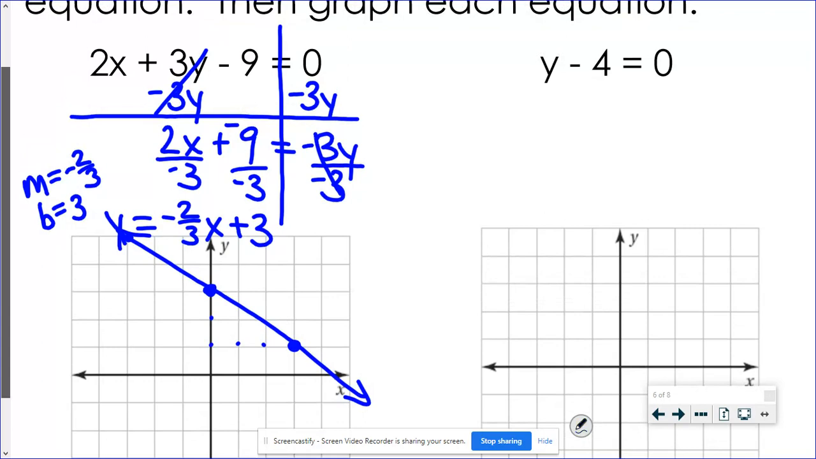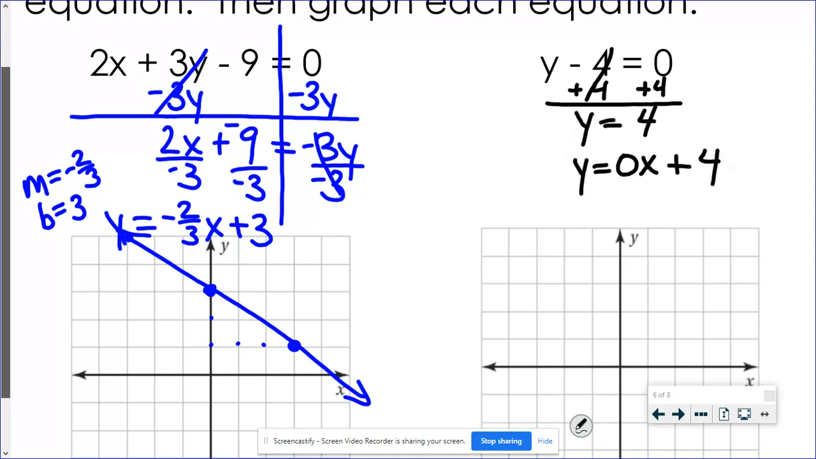This one looks a little different because there's not even an x in here. But let's just first start with getting the y by itself. I would add 4 to get the y alone. So this is going to be y equals 4. If I don't have an x, it's because it was really 0x. That's not ox, it's 0x. So that means that my slope is 0 and my y-intercept is 4. So the y-intercept is 4. That one's easy. 1, 2, 3, 4 right here.